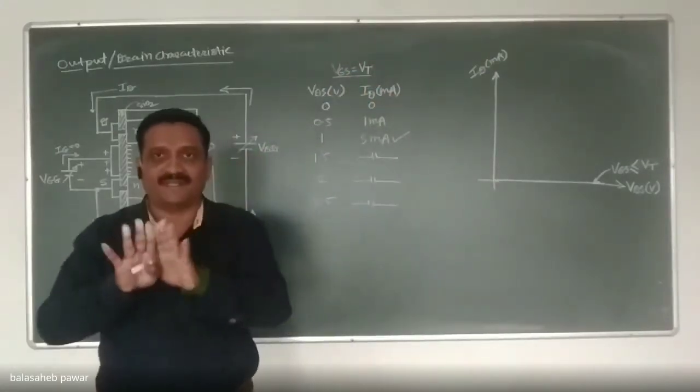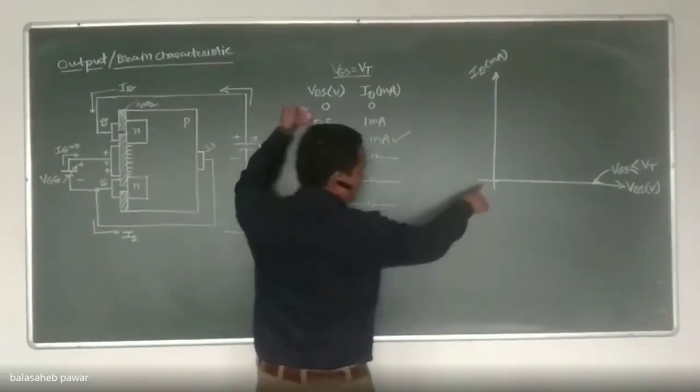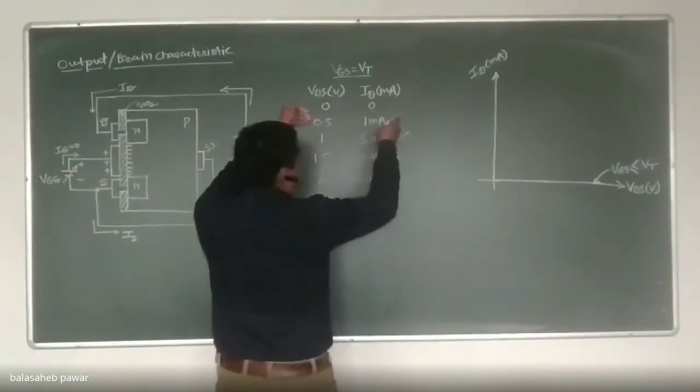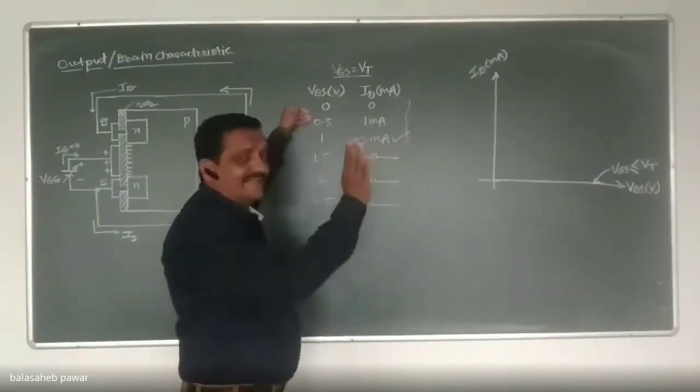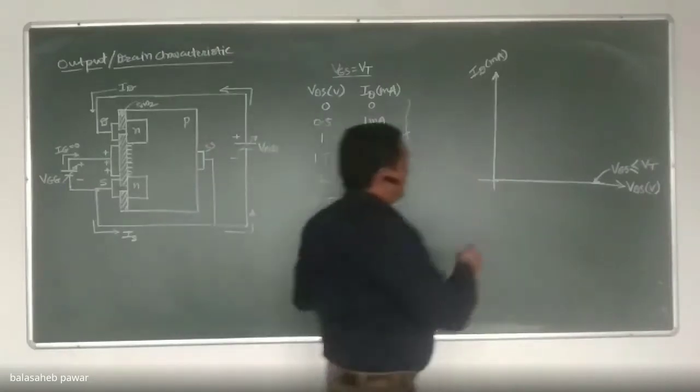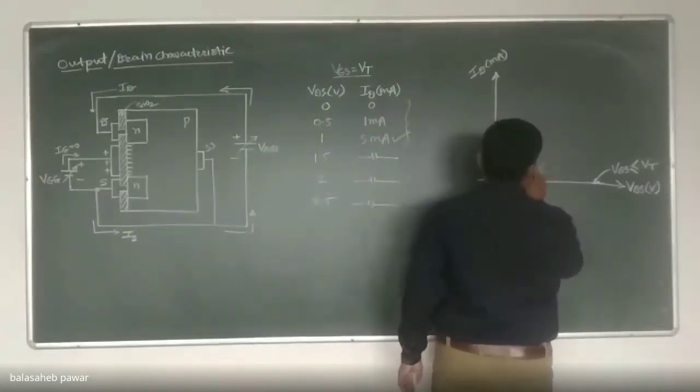We keep it constant. By increasing VDS from 0 onward, what we observe is that initially there is a change in current. The current increases slightly, but later on it remains constant. So I will plot this curve like this.